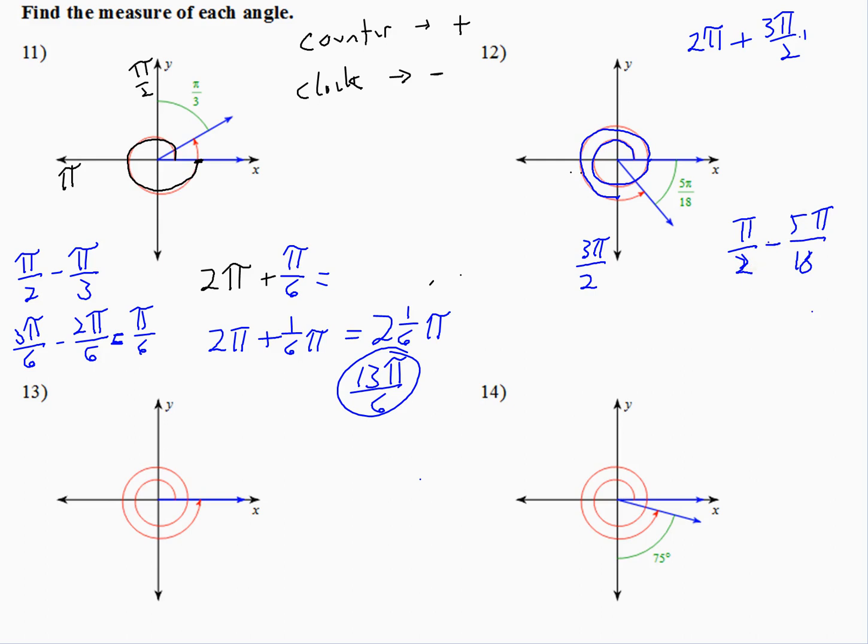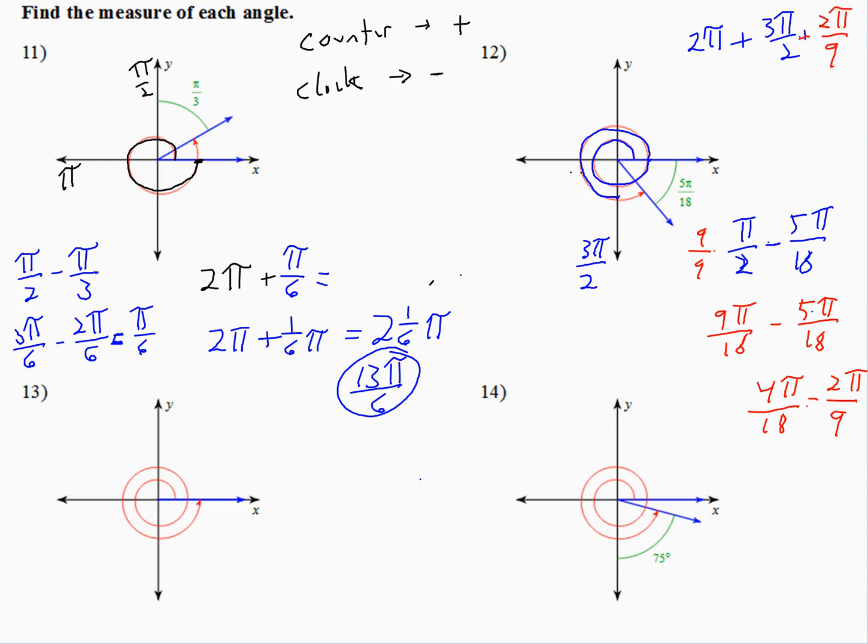We need a common denominator, so we would multiply this by 9 over 9. And so we have 9 pi over 18 minus 5 pi over 18 gives us 4 pi over 18, which reduces by 2 to 2 pi over 9. So that's what this little part right here is, 2 pi over 9. So we're going to have to add 2 pi over 9.